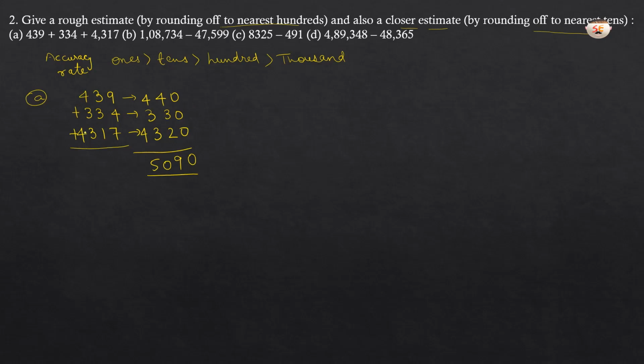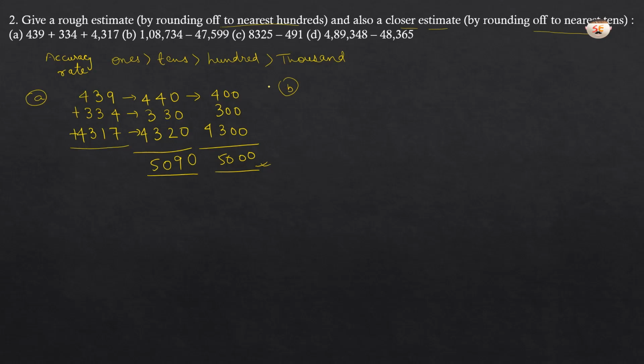Now we will round these three numbers correct up to the nearest 100. Let us round 439 correct up to the nearest 100. We will get 400. After rounding 334 correct up to the nearest 100, we will get 300. And rounding 4317 correct up to the nearest 100, we will get 4300. Now we will add these three numbers and get the answer. After adding these numbers, estimating by rounding off to the nearest 100, we will get 5000 as the answer.